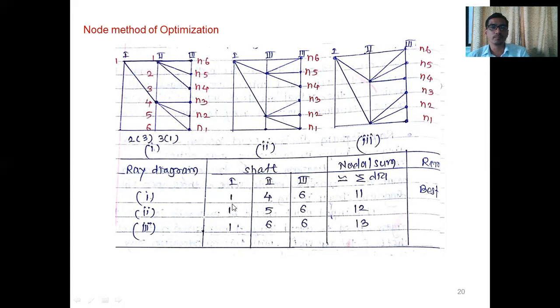After that, we make the sum. 1 plus 4, 5. 5 plus 6, 11. So this is for the first structural diagram. The sum of nodes comes as 11.